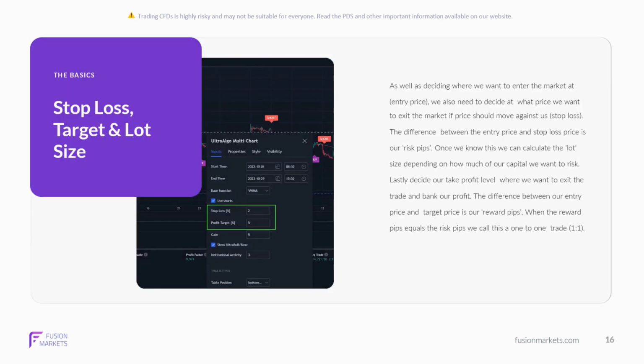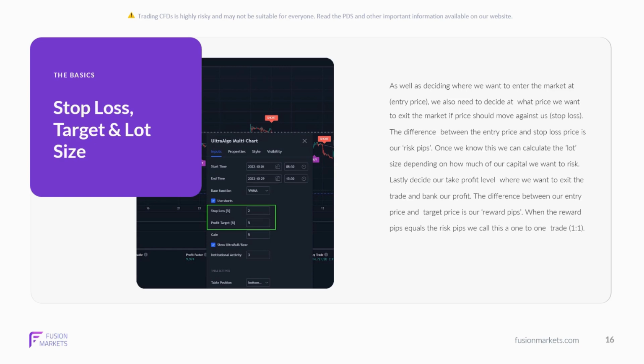So as well as your entry price, we also need to work out a few other things. Firstly, stop loss. If your trade moves against you and it starts to move in the opposite direction to which you're trading, then there needs to be a stop loss to tell the broker, okay, at this point I want to close the trade and I'm going to take the loss. Always trade with a stop loss, guys. The difference between the entry price and the stop loss is called our risk pips. For instance, we might be risking 100 pips.